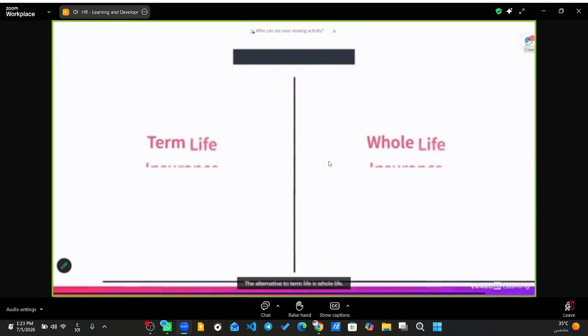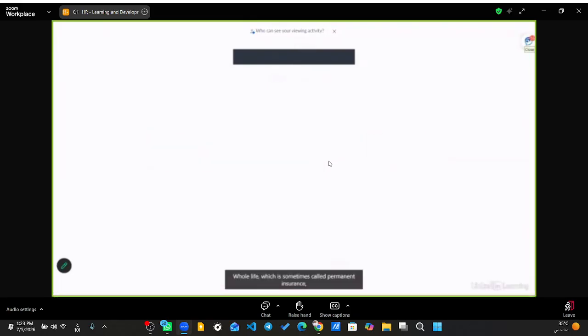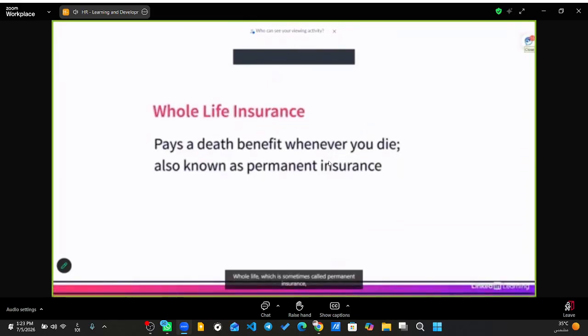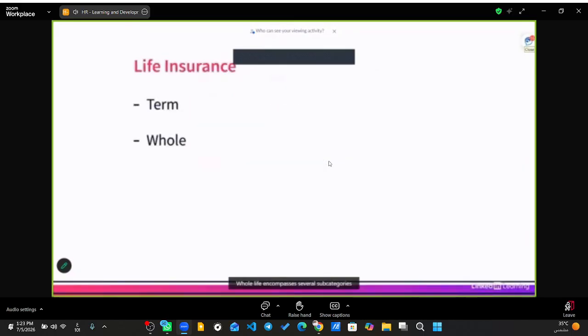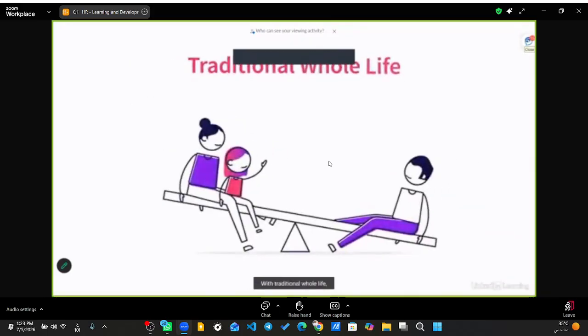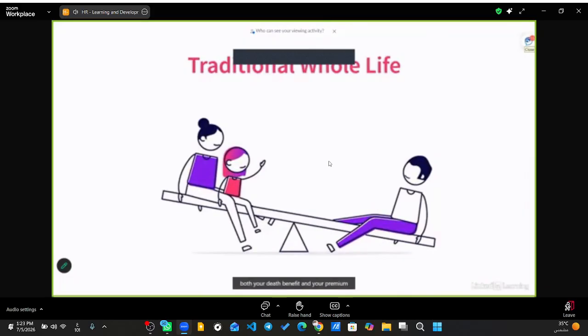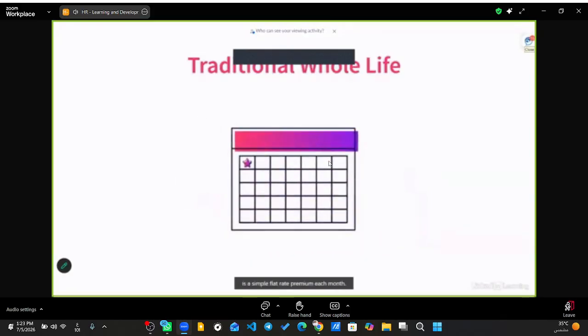The alternative to term life is whole life. Whole life, which is sometimes called permanent insurance, pays a death benefit whenever you die, even if you live to be 100. Whole life encompasses several subcategories, including traditional whole life, universal life, and variable life. With traditional whole life, both your death benefit and your premium are designed to stay at the same level throughout the life of the policy. Traditional whole life insurance has a simple flat rate premium each month.